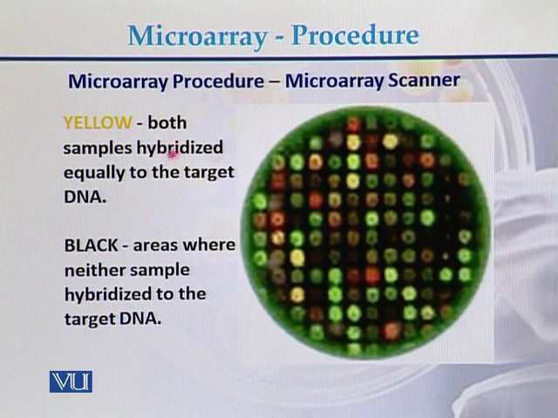There is another color, yellow, which is produced while performing the microarray. Both samples hybridized equally to the target DNA. Here we can see the yellow color. Here both samples attached to the target DNA equally, so the color becomes yellow. On the other hand, there are some spots which are black, like here is a black spot. These are the areas where neither sample hybridized to the target DNA, meaning no sample hybridized to the target DNA. That is the reason some spots appear black.